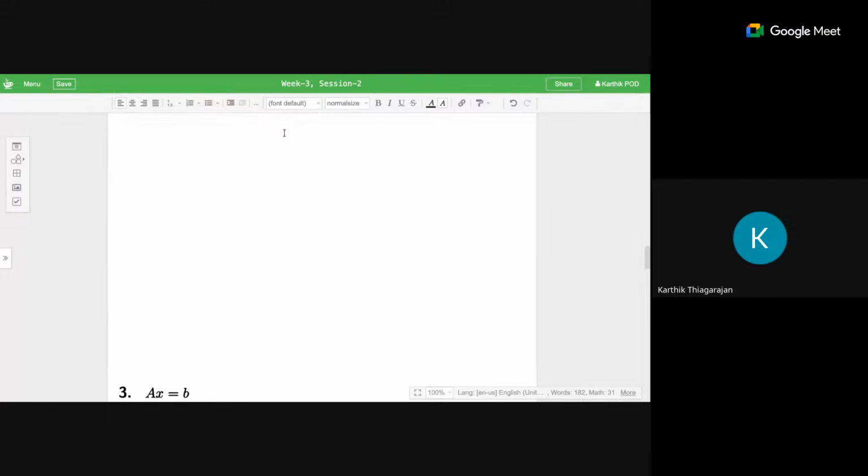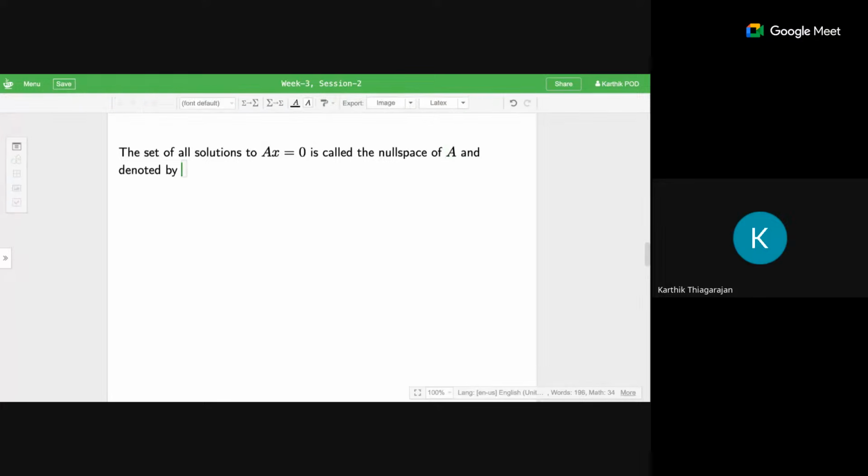Instead, what I'll do is I'll focus on slightly different things. Now, the set of all solutions to Ax equal to 0 is called the, what is this called? There is a name for this. Null space. So it's called the null space of A, and denoted by N(A). We saw this, right? It's one of the four fundamental subspaces.